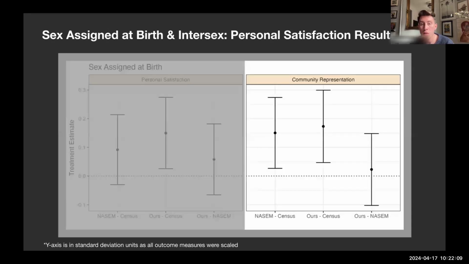You will find, however, as we do move into how respondents feel that constructs represent the communities, we see an increase in effect when compared to the census. Again, given that they didn't ask an intersex question, it is unsurprising that both NASEM and ours revealed a significant difference between them.